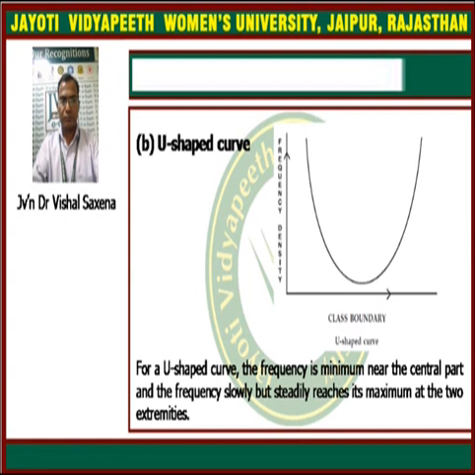So we can say this U-shaped curve is a frequency curve in which the frequency is minimum at the center of the curve, while the frequency increases on both sides of the curve and reaches the maximum value at the two extremities. And this is the second type of the frequency curve.